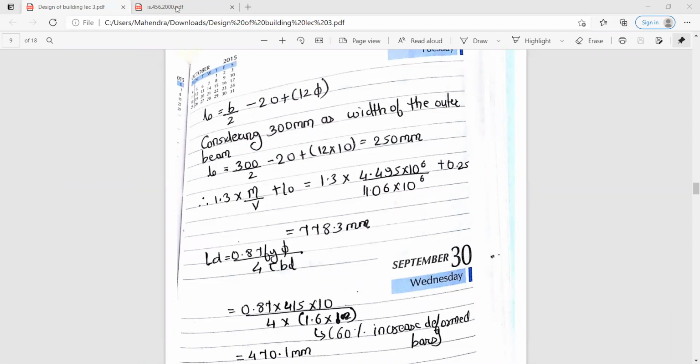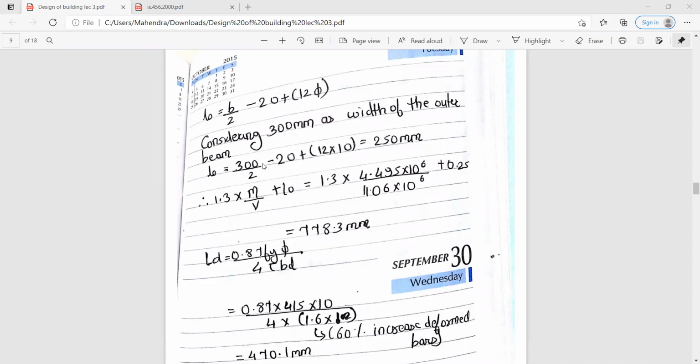The thickness of the wall that is given to you is 230 mm. That is why we have provided a greater thickness of the beam, that is 300 mm. So always remember that the thickness of the beam should be greater than the thickness of the wall. Otherwise you can write in a side note that the thickness of the beam should be greater than the thickness of the wall, and that's why we had provided the width of the beam as 300 mm. Otherwise, we can provide it as 230 also. But as 230 is given to you, we have provided 300. So considering 300 mm as the width of the outer beam.